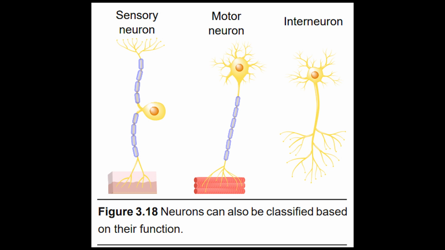In addition to classifying neurons based on their morphology, neurons can also be divided based on their functions. 1. Sensory. Sensory neurons are the afferent neurons that are responsible for obtaining information about either the outside world or the internal environment and passing that information towards the central nervous system.